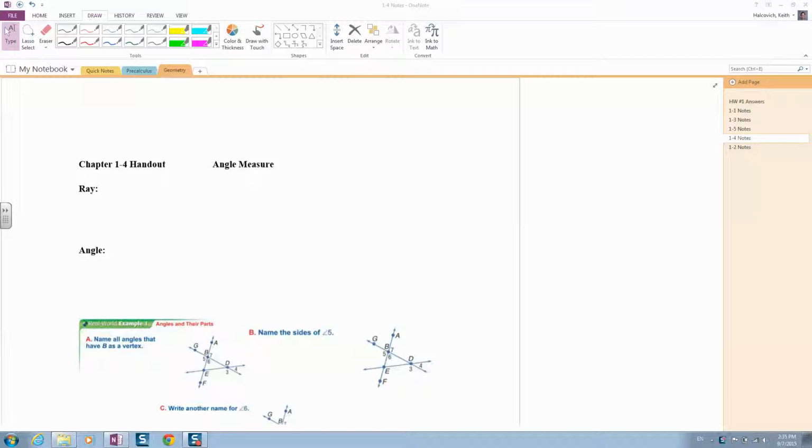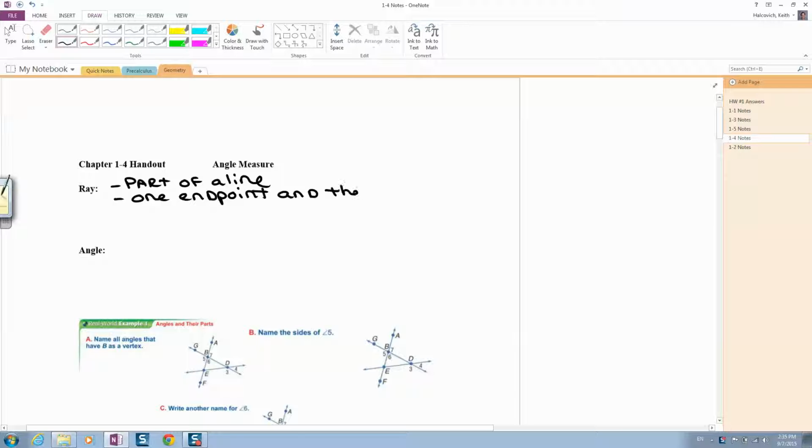The first thing we're going to talk about is what is a ray. A ray is part of a line. You have one endpoint and the ray extends indefinitely in one direction. And no, we're not talking about the band One Direction.